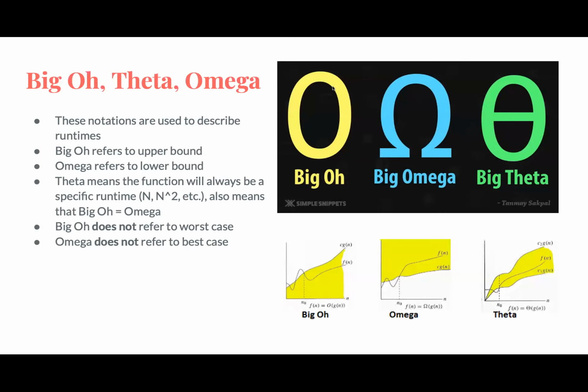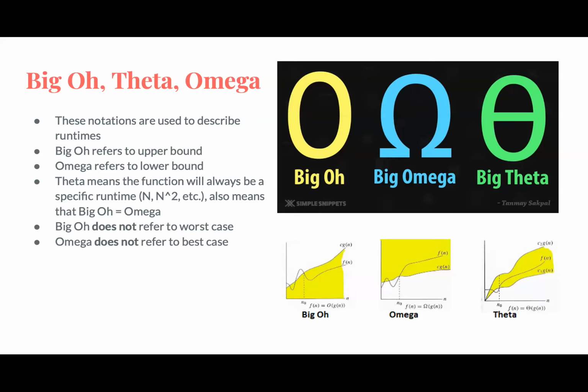Okay, next slide. So we have three terms: big O, theta, and omega. Big O is upper bound. When we say big O, this basically means that a function can run in that time or anything faster than that, which is upper bound. Omega refers to lower bound, so the function can run in that time or slower. And then theta is when big O meets big omega. That means a function will always run in that time.